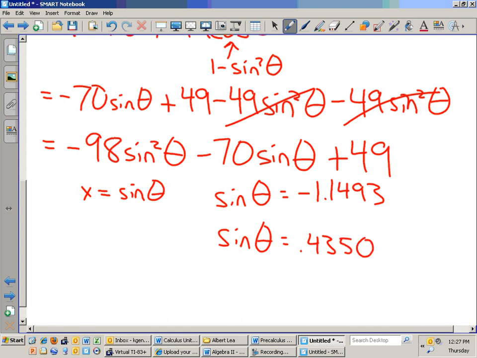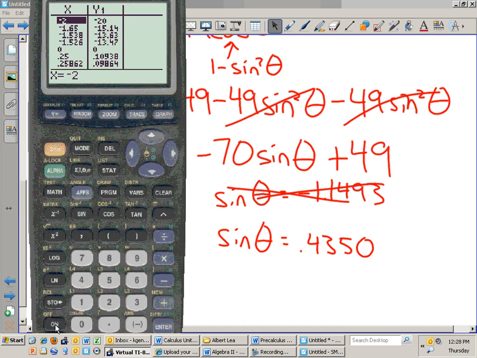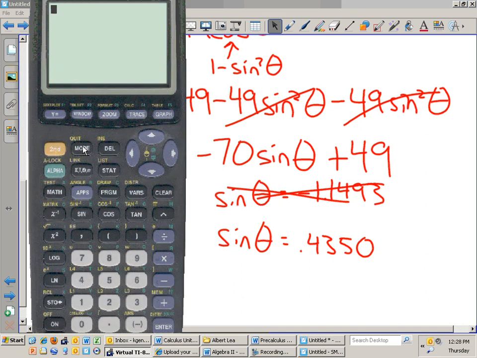Okay. Sine takes on values between what two numbers? Negative 1 and 1. Very good. This is outside of the range of sine of theta. This is a bogus solution, but can sine take on a value of 0.4350? Yeah, how do I figure that out on my calculator? I want to work in degrees, not radians.